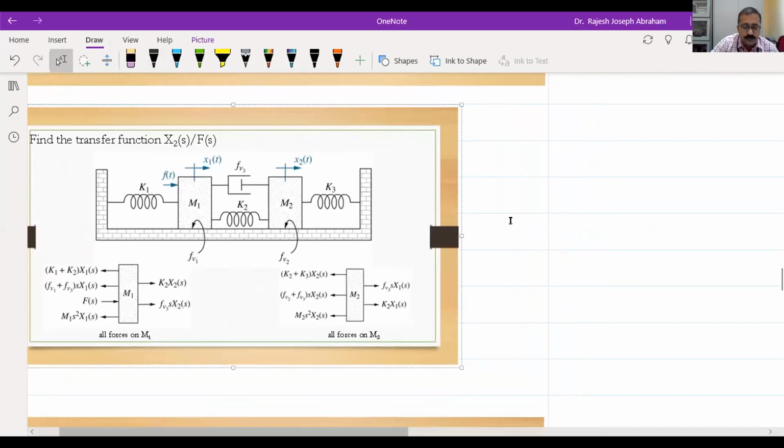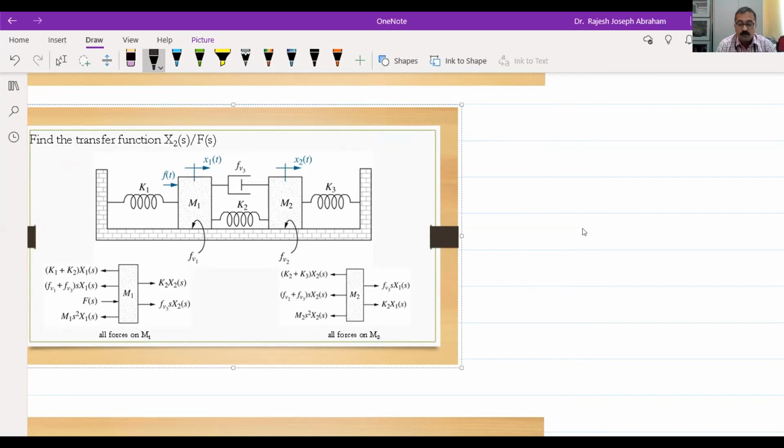So we need to find the transfer function X2 of s by F of s. Here in the system there are two masses. What is x1? x1 is the displacement of mass m1. What is x2? The displacement of mass m2. Fine. So here something is shown with the circular arrow. What does it mean? It means that a viscous friction exists between the mass m1 and the fixed surface, and that friction coefficient is given as Fv1. Similarly, between mass m2 and the fixed surface, there is another friction, whose coefficient is Fv2.